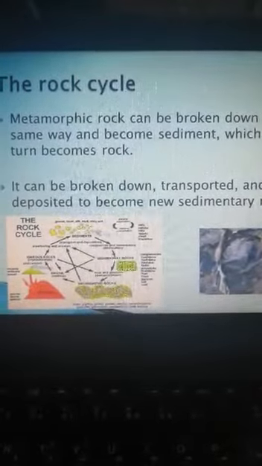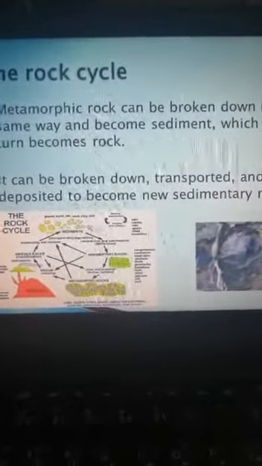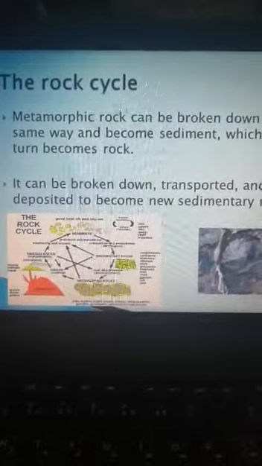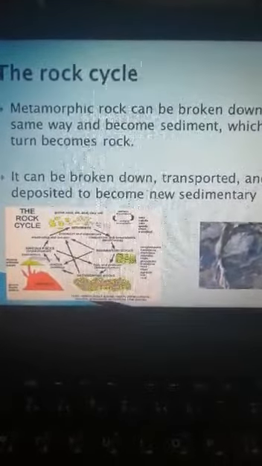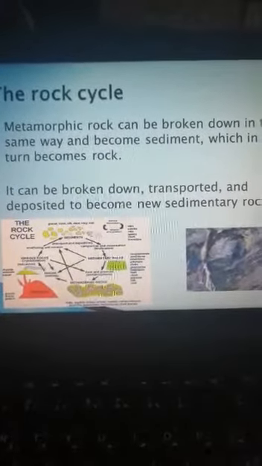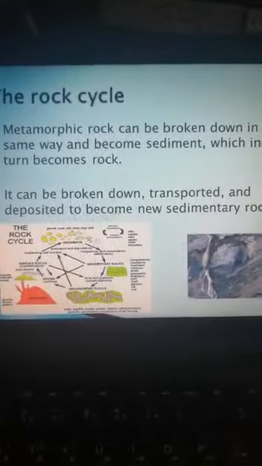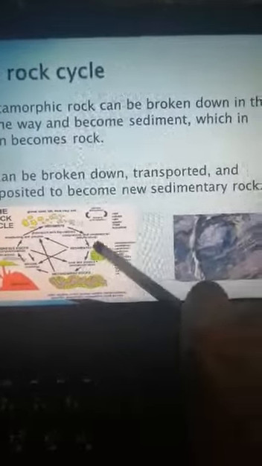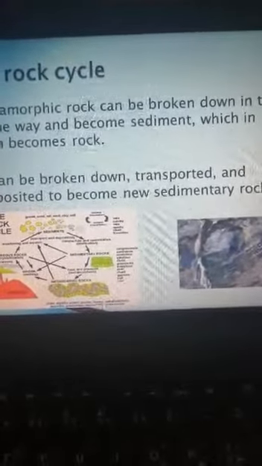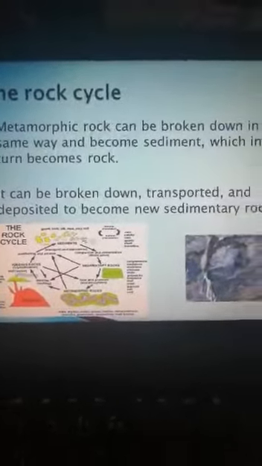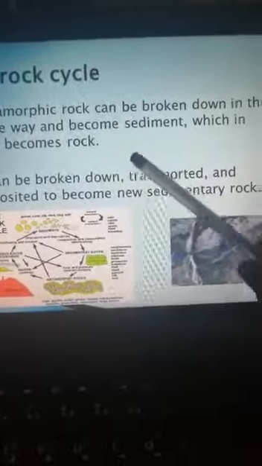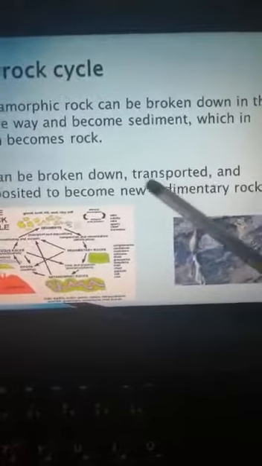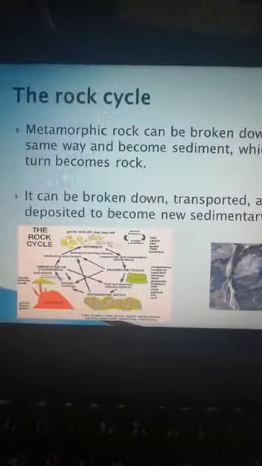Metamorphic rock can be broken down in the same way and become sediment, which in turn becomes rock. It can be broken down, transported, and deposited to become new sedimentary rock. So we can change from metamorphic rock into sedimentary rock. Metamorphic rock can be broken down, then transported and deposited to become new sedimentary rock.